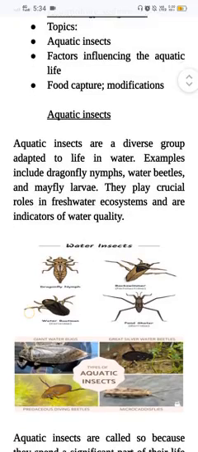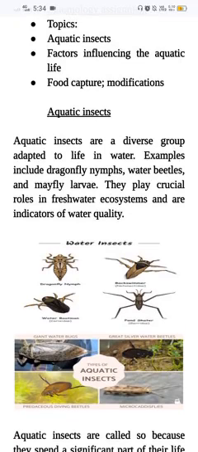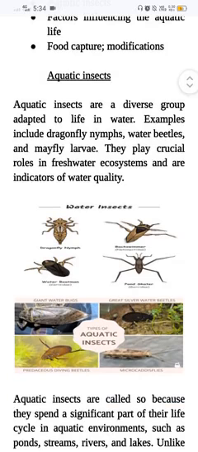Some common examples, etc. So, aquatic insects are a diverse group adapted to life in water. Examples include dragonfly nymphs, water beetles, and mayfly larvae. They play crucial roles in freshwater ecosystems and are indicators of water quality. These insects spend a significant part of their life cycle in aquatic environments. That's why they are called aquatic insects.